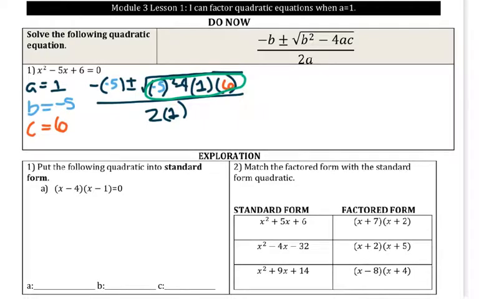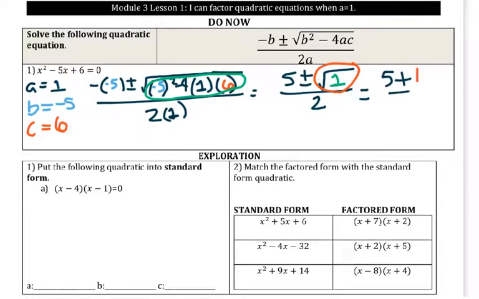And that gives me 1. So these two negatives in the front will give me a positive 5, plus or minus the square root of 1. Alright. And that will get divided by 2 times 1, which is just 2. And so this turns into the square root of 1, which is just 1. So we'll have 5 plus 1 divided by 2, and then we'll have 5 minus 1 divided by 2.